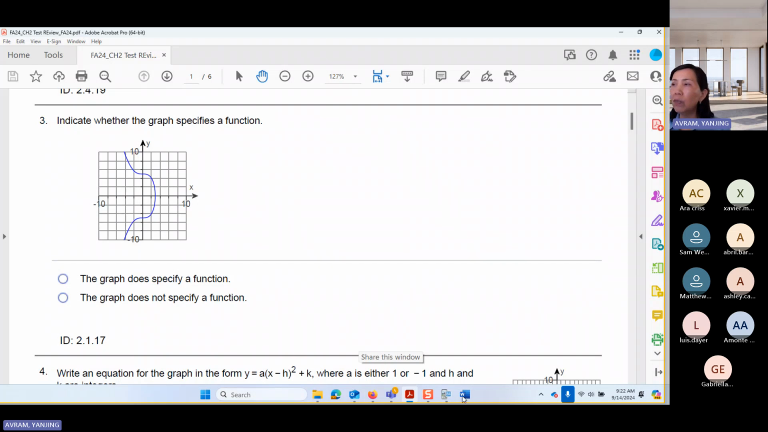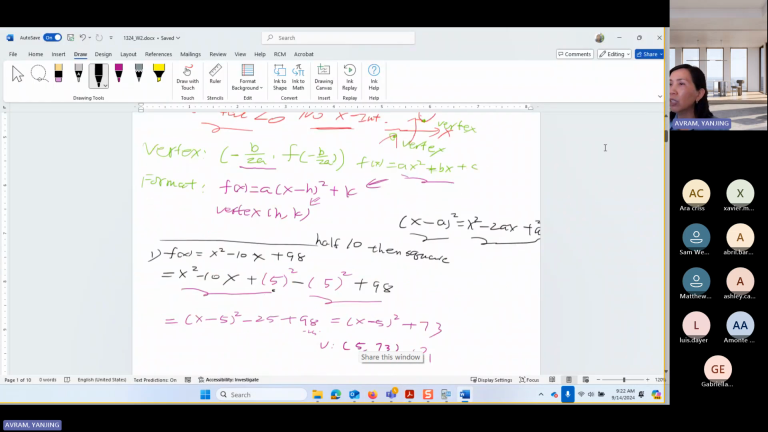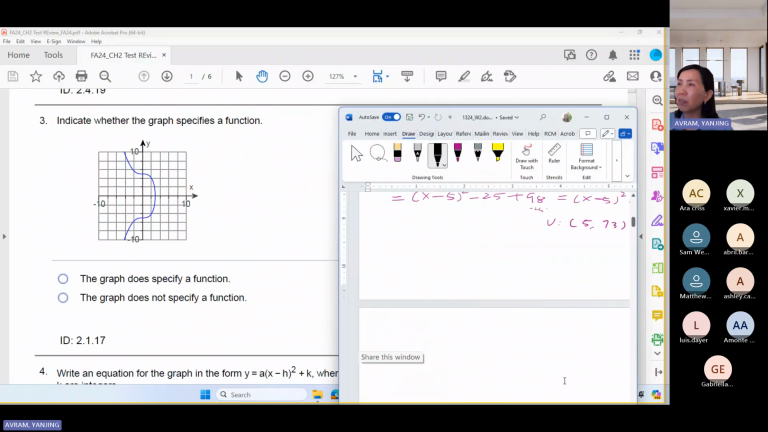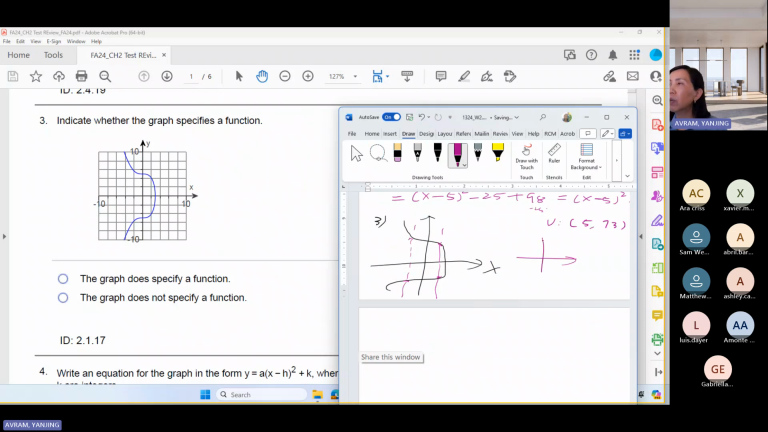In order for a graph to be a function, it has to pass the vertical line test. So what does that mean, pass a vertical line test? You drop a vertical line, and it only passes 1 point. If you look at this one right here, if I drop a vertical line right here, it passes 2 points. Right here, it passes 2 points. So look at that. This graph is a function because when I drop a vertical line, it only passes 1 point.